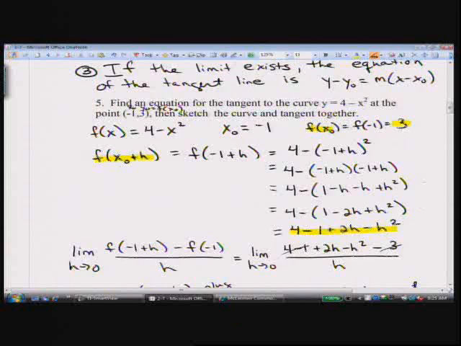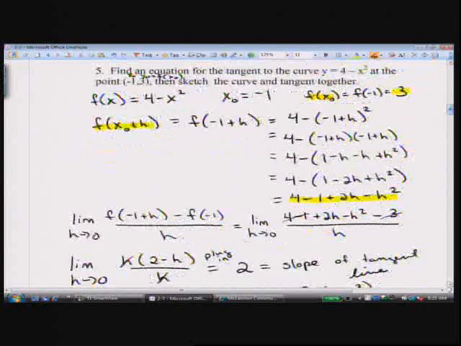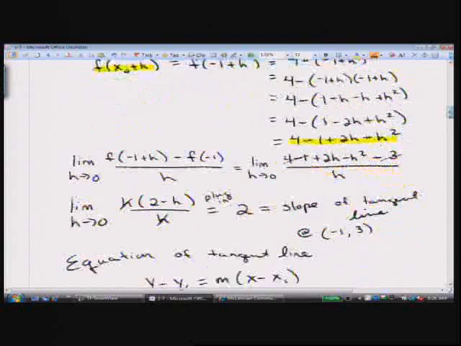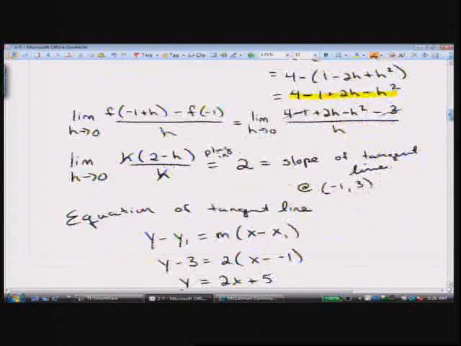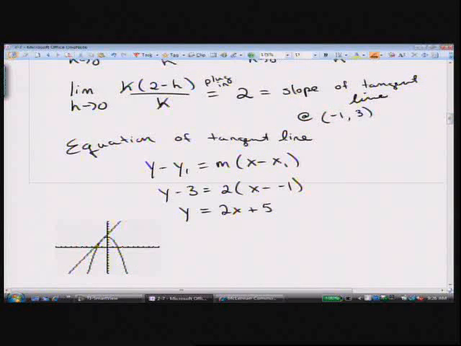So we just did a little bit of algebra here, because it would be 4 minus negative 1 plus h squared. And we got f of negative 1 plus h to be 4 minus 1 plus 2h minus h squared. So we took that and plugged it in there. Then we plugged the y value at negative 1 in for f of negative 1. So that was 3. And then we compute this, and we found the limit, and that limit gives us the slope. Then once we know the slope, we have the point negative 1, 3, and so we're back in Algebra 1 where we just write the equation of the line.